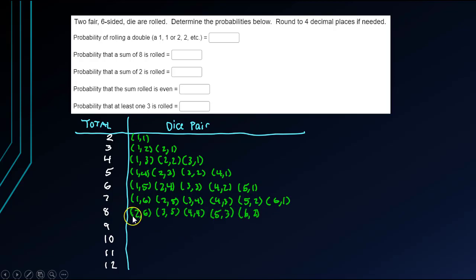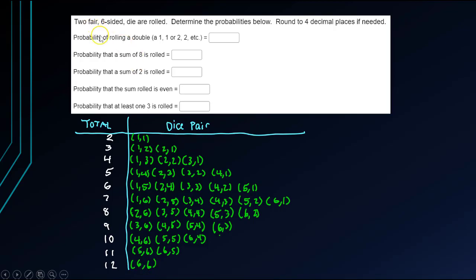When I get to 8, I have basically 2 and 6. I can't do 1 and 7. There's no 7 on the 6-sided die. So 2 and 6, 3 and 5, 4, 4, 5 and 3, 6 and 2, 9, and it goes all the way back down again until I get to 12, where the only option I have there is 6 and 6.